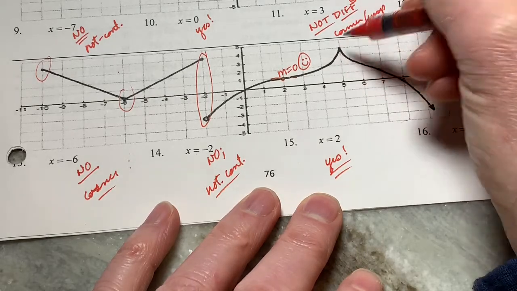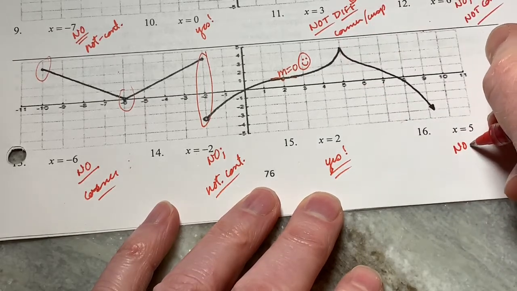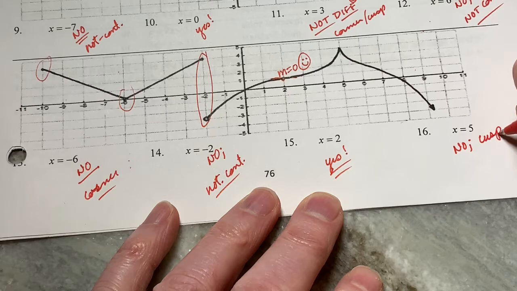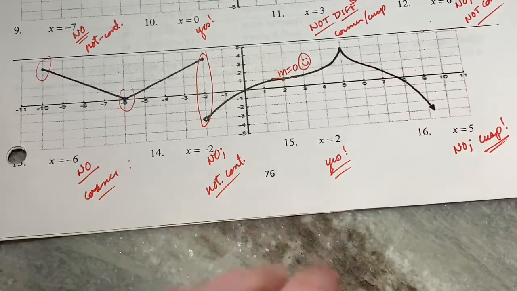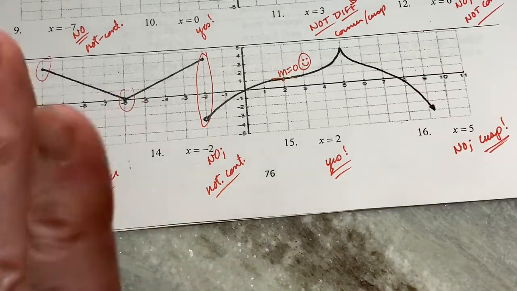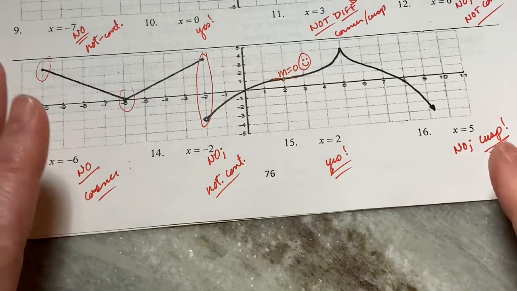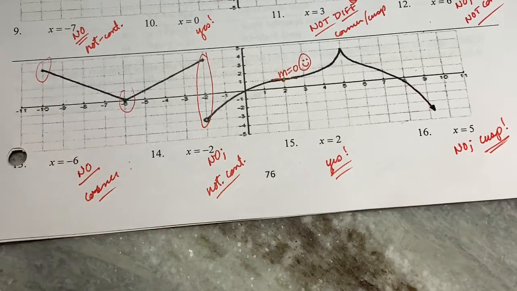And then finally, what about at 5? No. Why? Because there is a cusp there. At least it looks like a cusp to me. Okay? Hopefully that's helpful. Again, make sure you keep this handy and are able to answer those questions should they pop up on a test. But I probably will not review them anymore.